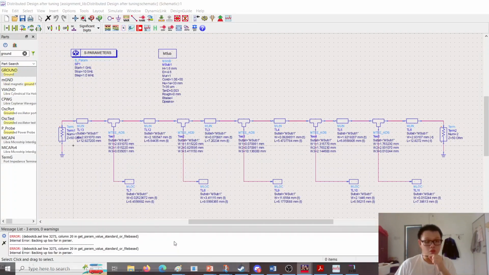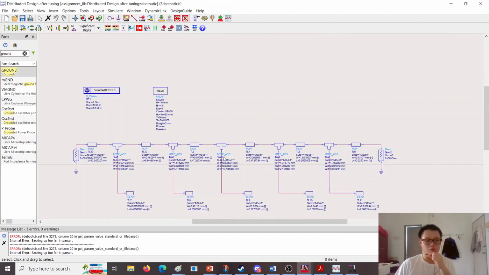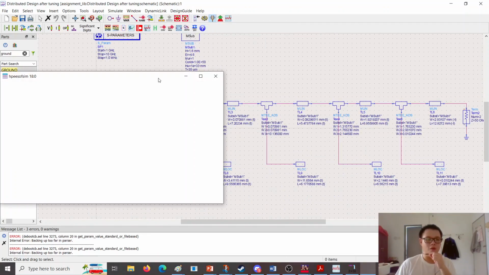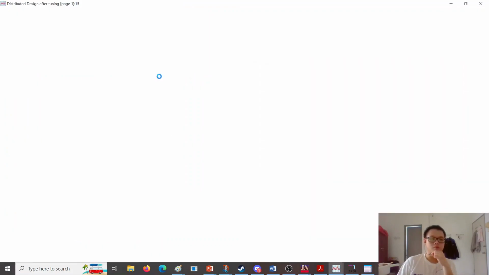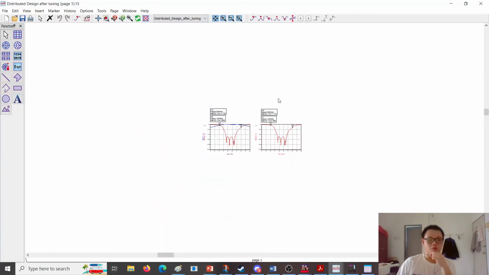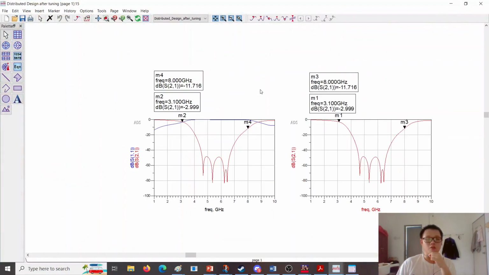Excuse me, which is the after tuning. So this one is after tuning. This result is after tuning. Basically it's the same one. And let's see the tuning. And this one will be the tuning result. Close this one first. And this one will be the S21, which is just this one.